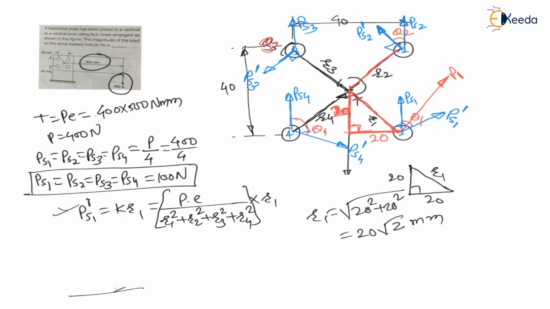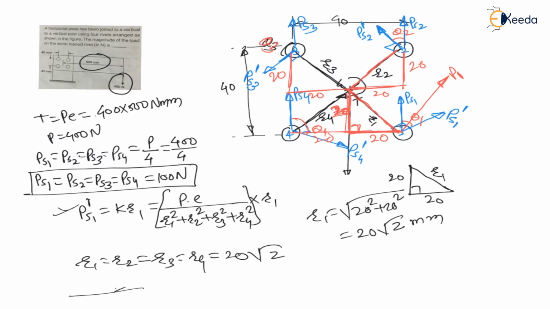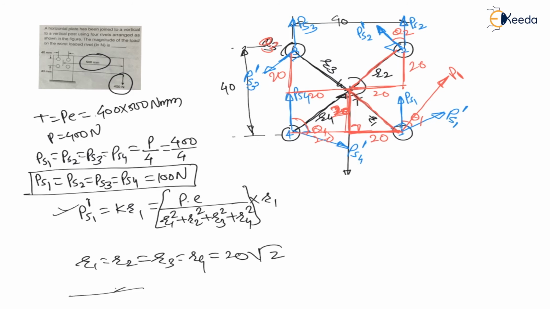See, for R2 this distance is 20 and height is 20. For R3 this distance is 20 and height is 20. For R4 also, we can say this distance is 20, height is 20, right? Due to symmetry we can say R1 is equal to R2 is equal to R3 is equal to R4 is equal to 20 root 2. Now put these values in the equation. Therefore if I put these values in the equation, then I will get all are same.